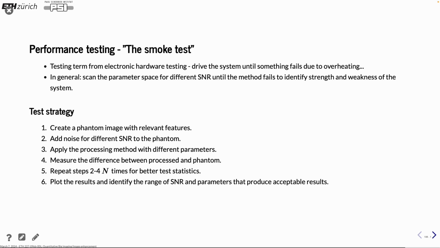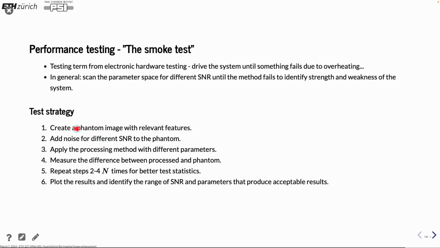Then I have something that I named the smoke test, and that's in principle something that came from the time when I was playing with electronics, making my nice circuit, driving it and seeing how it worked. Some pieces got hot and started smoking, and well, then it was not good. So in principle, what it means is that you have to push your system, or your algorithm where you do something, and try different parameters in your filtering and see where the filter or your algorithm performs well and where it fails completely.